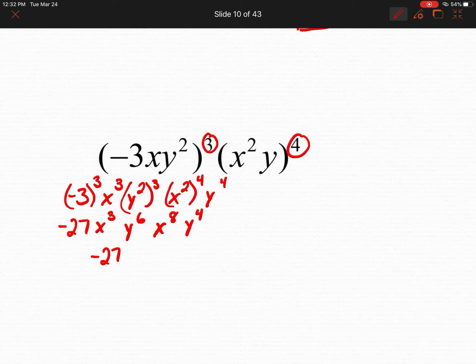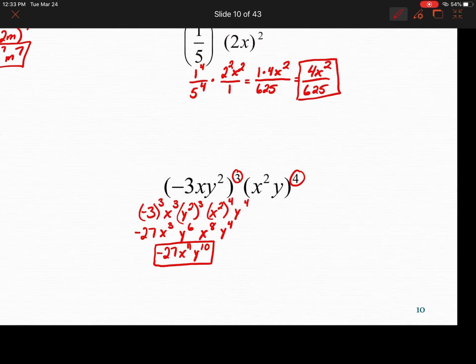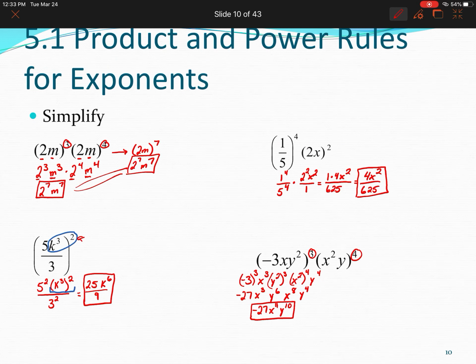And so with the product rule, we're going to combine our x's and combine our y's. And again, remember it says keep the base, add exponents. And so we have negative 27. And then our x is going to be to the 11th power, so 3 plus 8. And then our y is going to be to the 10th power, 6 plus the 4. And now that's all we can do with it. That is our final answer.